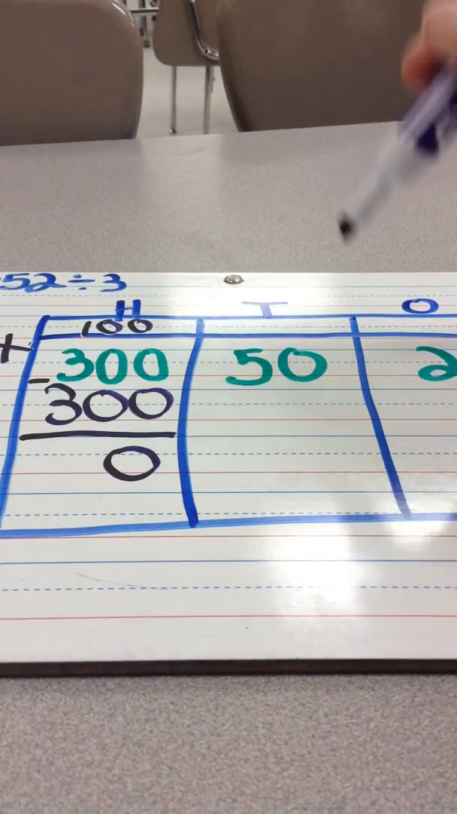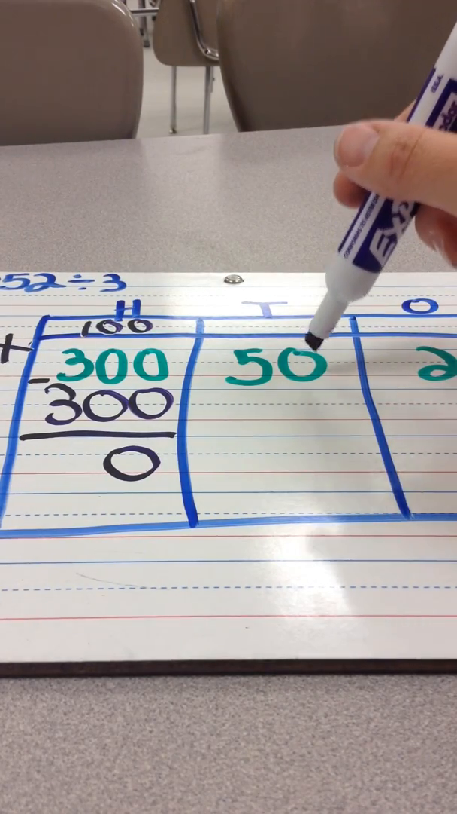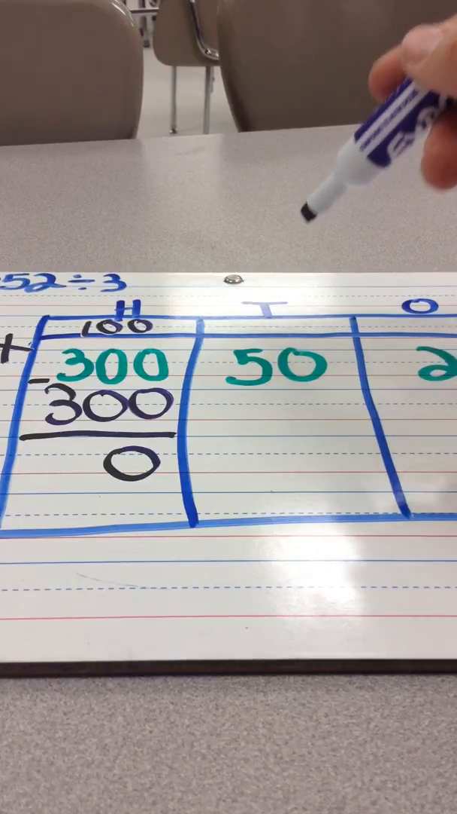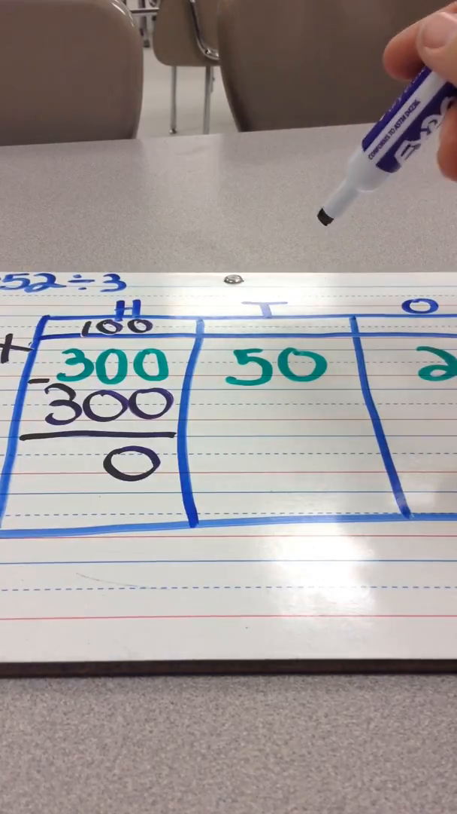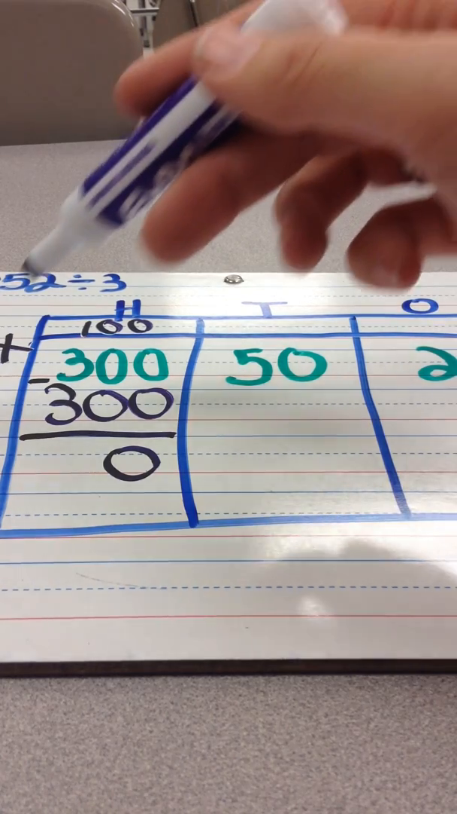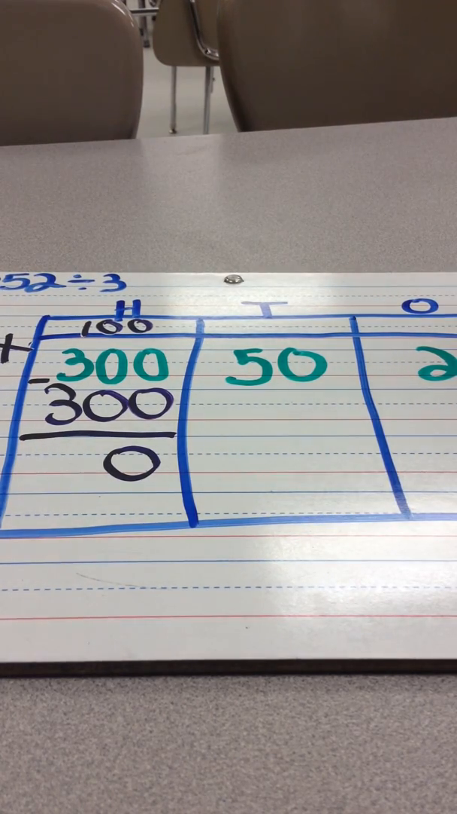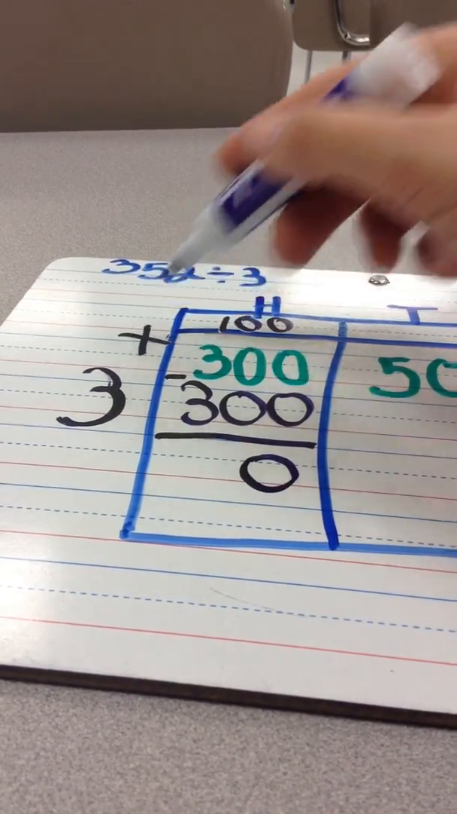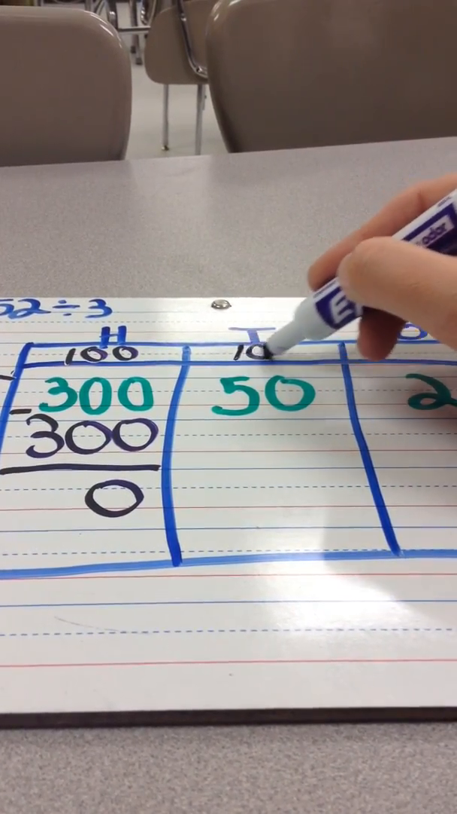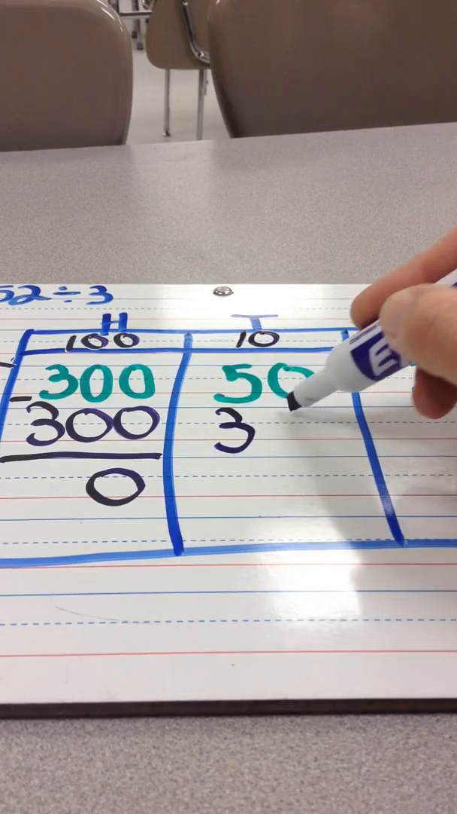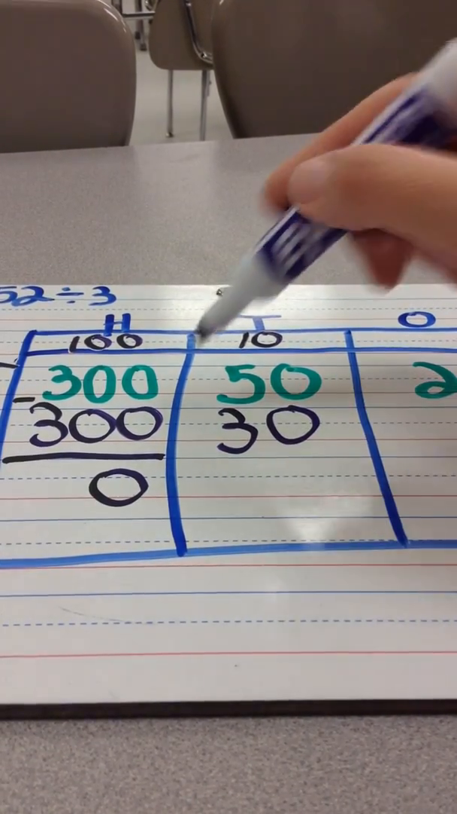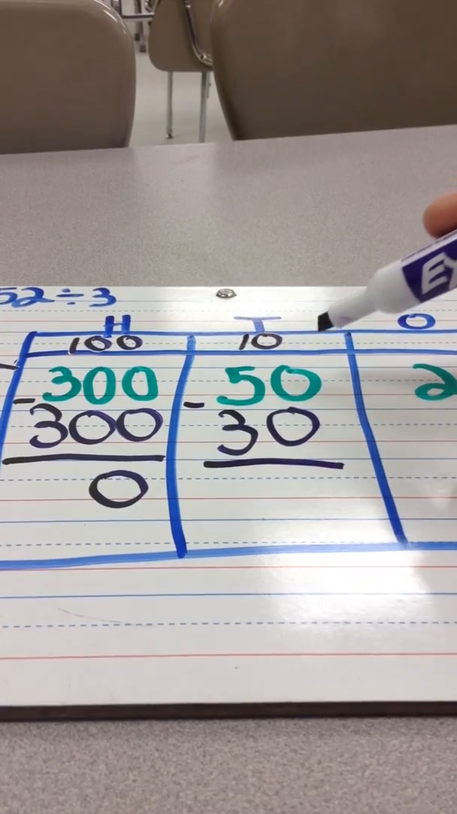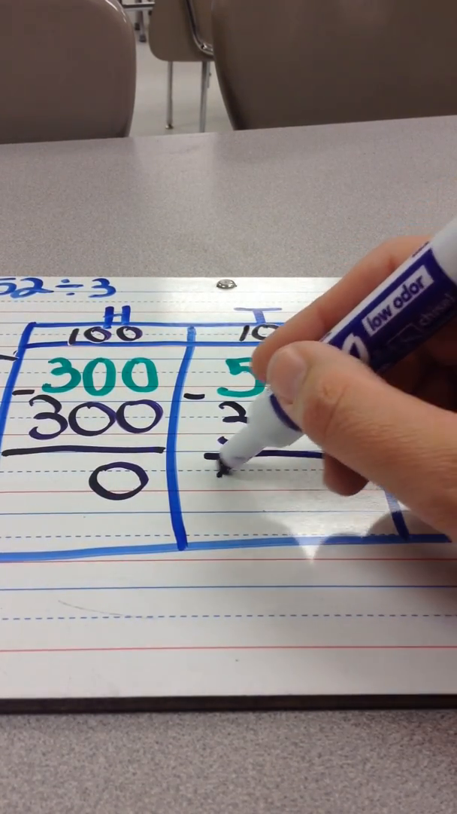Now I have 3. We'll go into 50 how many times? Remember, we're in the tens column, so that has to be something by 10, 20, 30, 40, and so on. So I know that 3 times 10 is 30. 3 times 20 is 60. But 60 is too much. So I would have to say 3 times 10 is 30. And I'll put that down here. I will subtract that. 50 subtract 30 is 20.